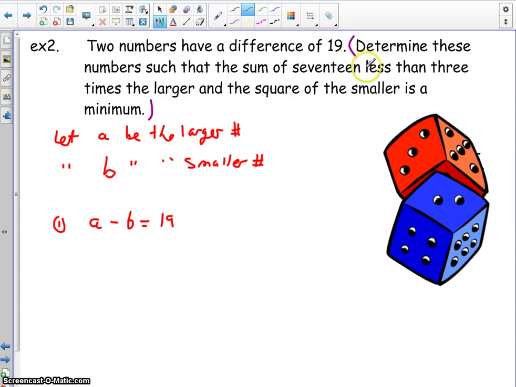So we're trying to minimize the sum of 17 less than 3 times the larger and the square of the smaller. That's the whole thing we're trying to minimize. So try and create an equation for the sum of 17 less than 3 times the larger and the square of the smaller. Trying to translate those words into a math equation can be kind of tricky. So give it a try first, and then we'll see what you get.